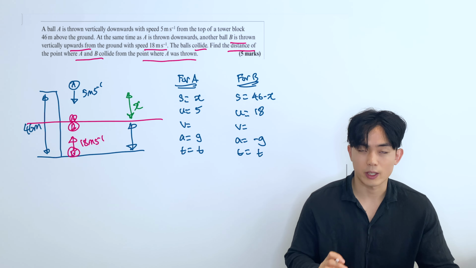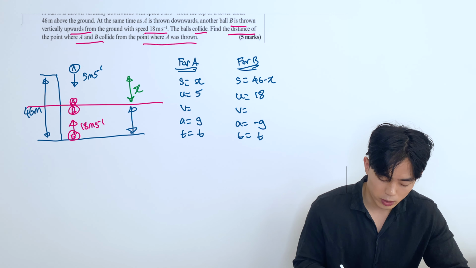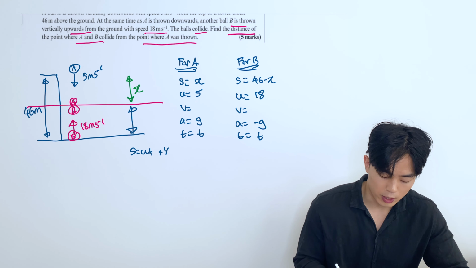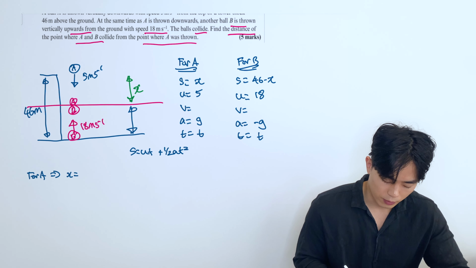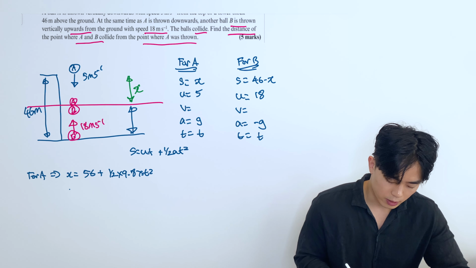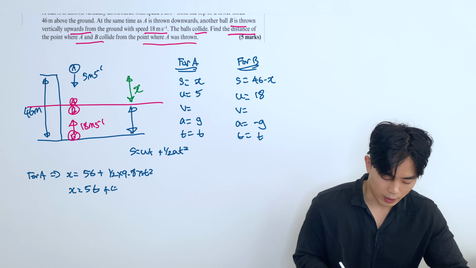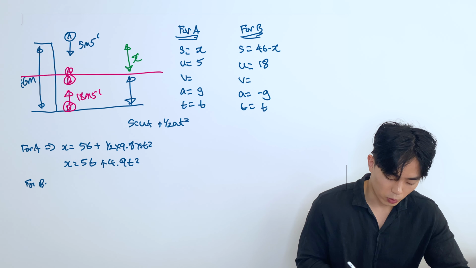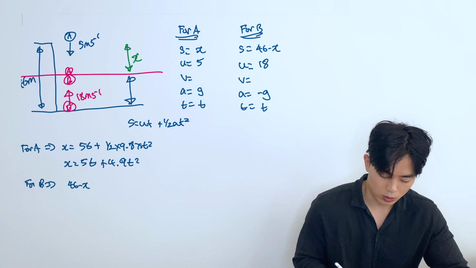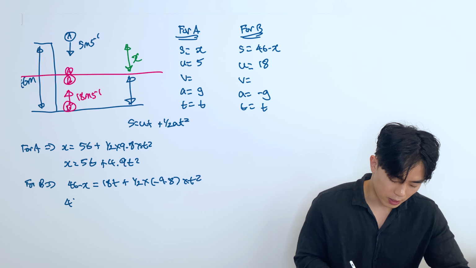As you should notice now, we can create two different equations. We're going to use the same equation, S is ut plus half at squared, for each one. So for A, we're going to have x is equal to 5t plus half times 9.8 times t squared. So x is equal to 5t plus 4.9t squared. For B, using the same equation, we're going to have S, which is now 46 minus x, is equal to 18t plus half times a, which is minus 9.8 now, times t squared. So 46 minus x is equal to 18t minus 4.9t squared.